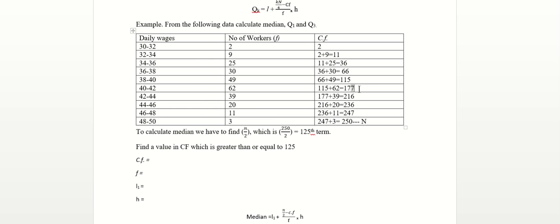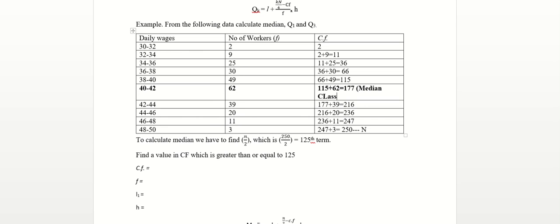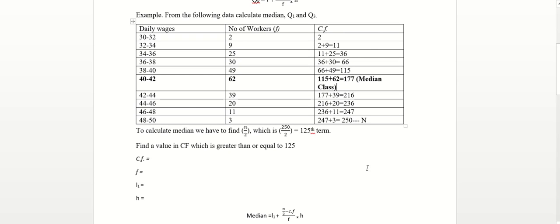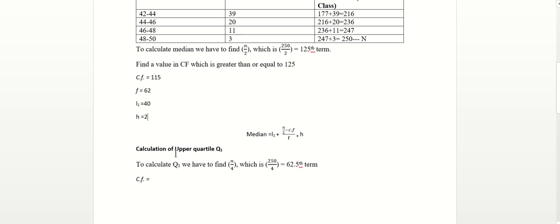So this is your median class. Here CF we will take above the median class. So the value which we'll take is 115. Then frequency we will take of median class only. So this is 62. L1 of median class is 40. H is 2. Now we will apply this value.